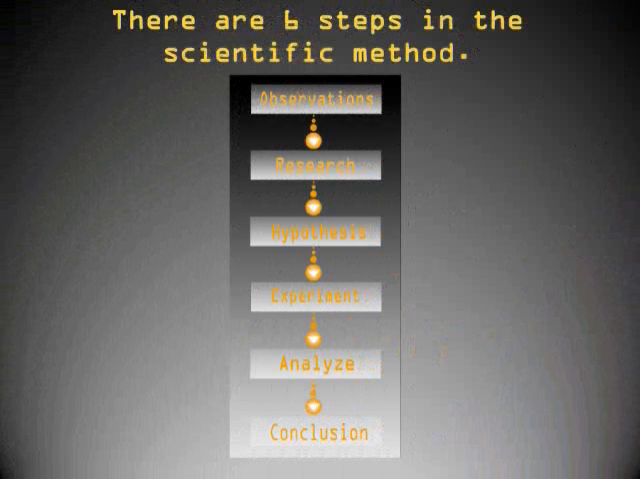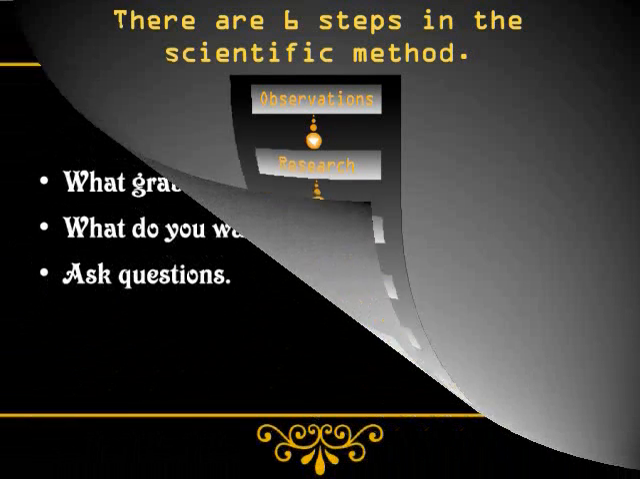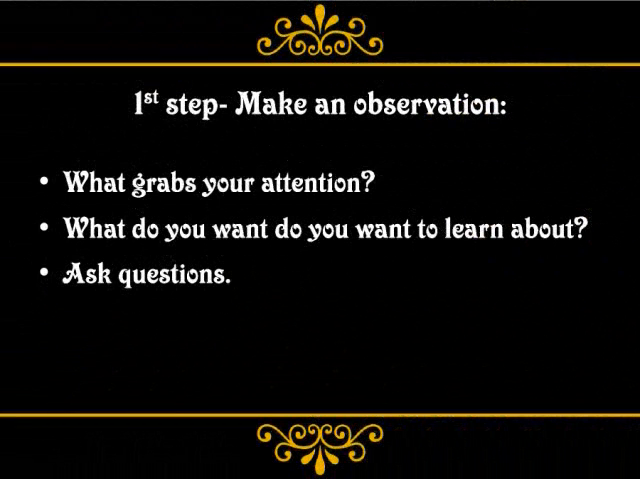There are 6 steps in the scientific method. Make an observation, research, make a hypothesis, conduct an experiment, analyze data, form a conclusion. First step, make an observation.